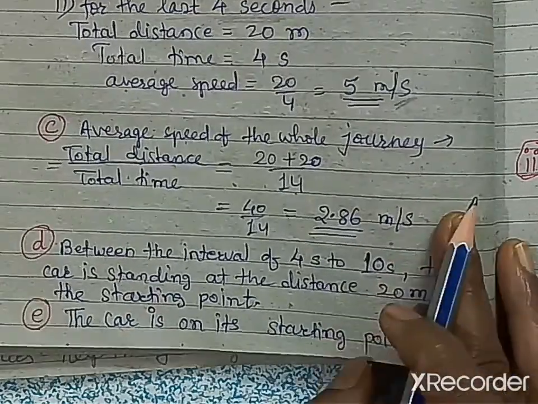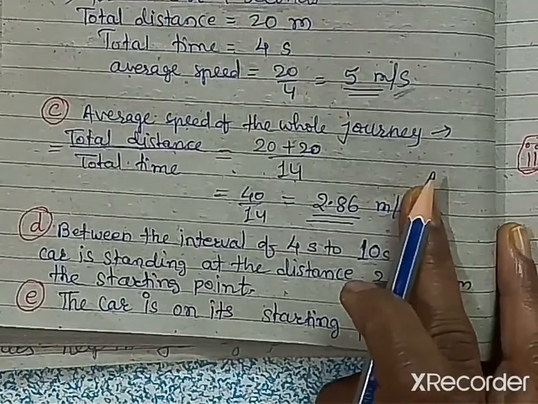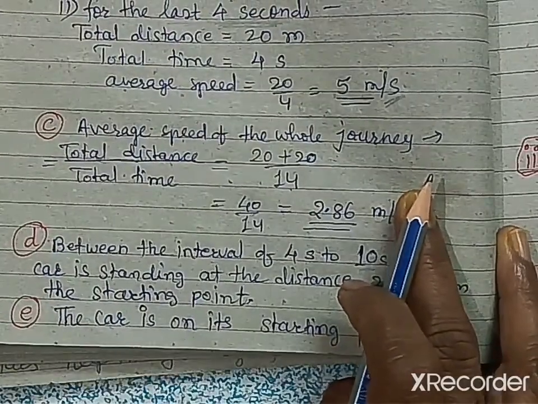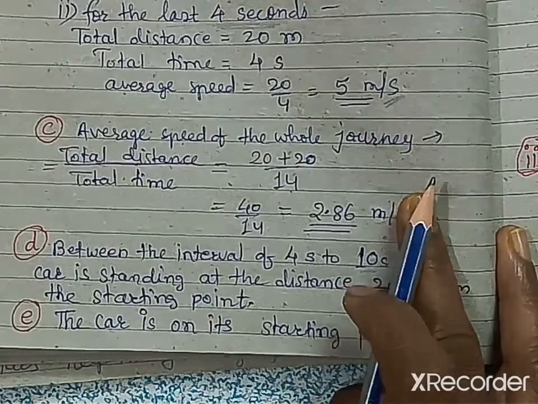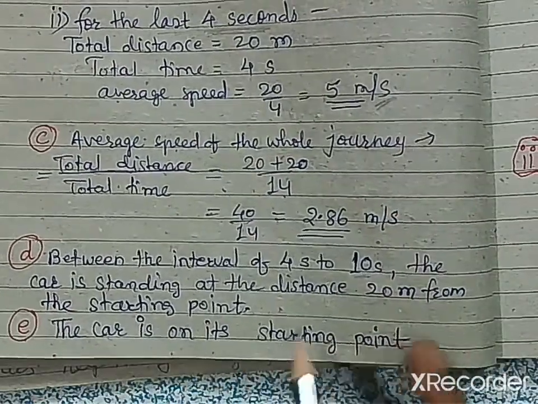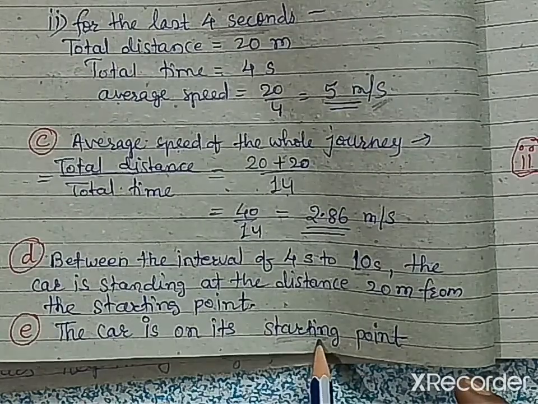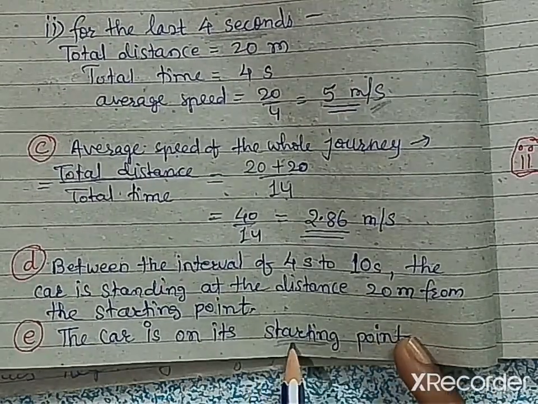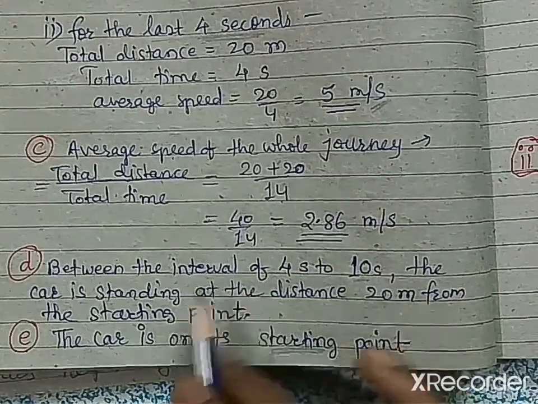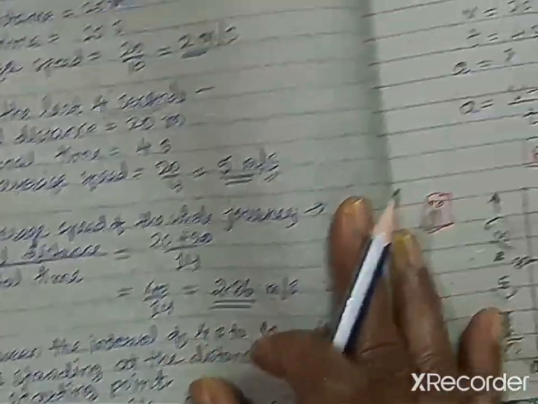Okay, then what is the last question of this exercise? Where is the car at the end of 14 seconds? So at the end of 14 seconds the car is at its starting point. Okay, the car is at its starting point. So these are all the answers of this question.